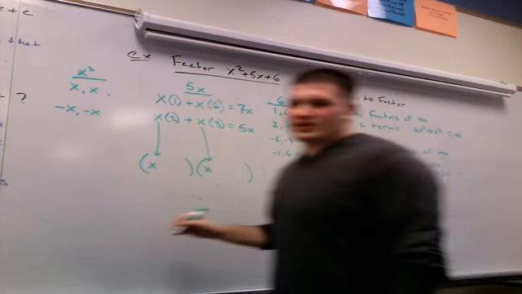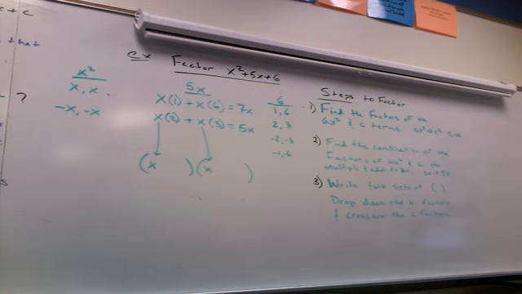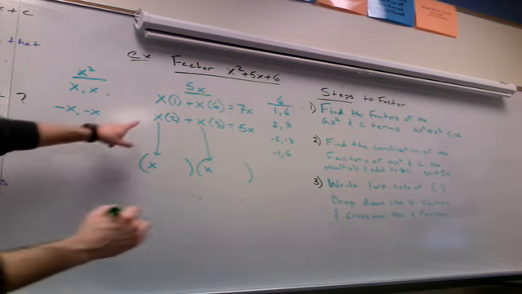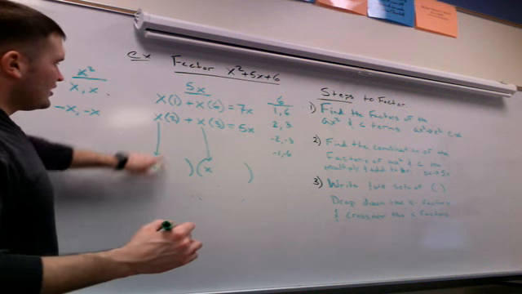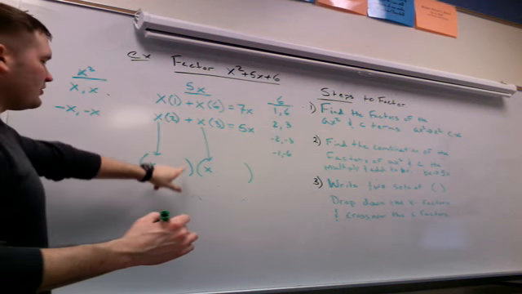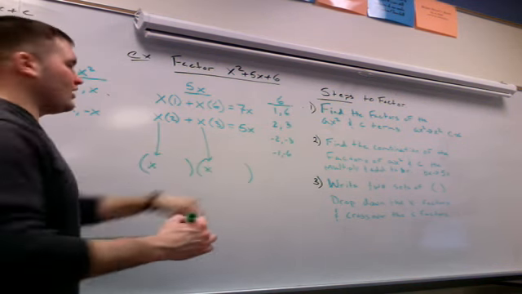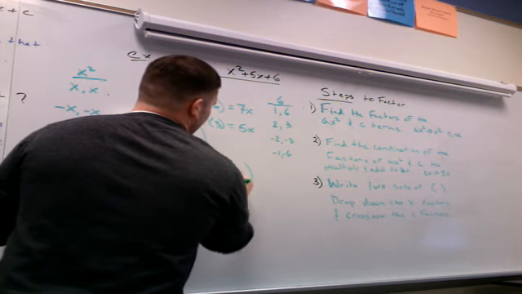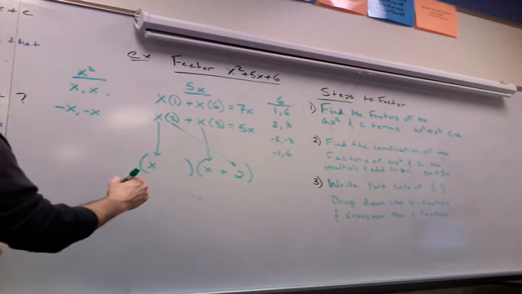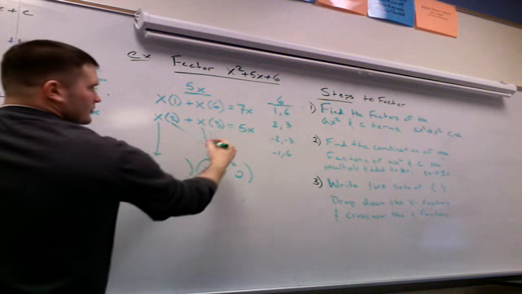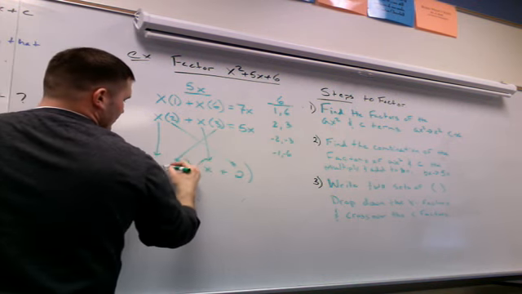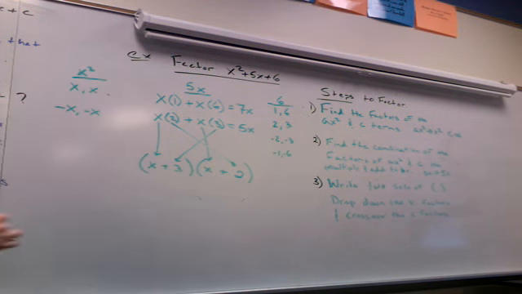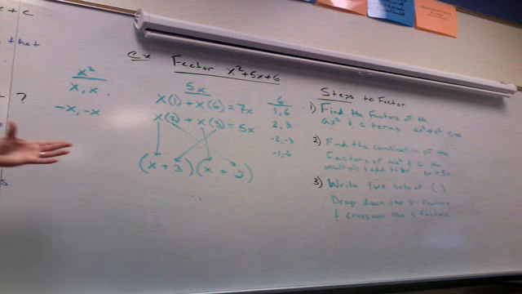So which ones up here are my c factors? 2 and 3. Now, if I'm going to do this x times that 2, does that have to be the same parenthesis or a different one? Different. So this 2 goes there. There's the crossover for you. And this 3 goes where? To that one. And guess what we've done? We crossed them over and we factored.